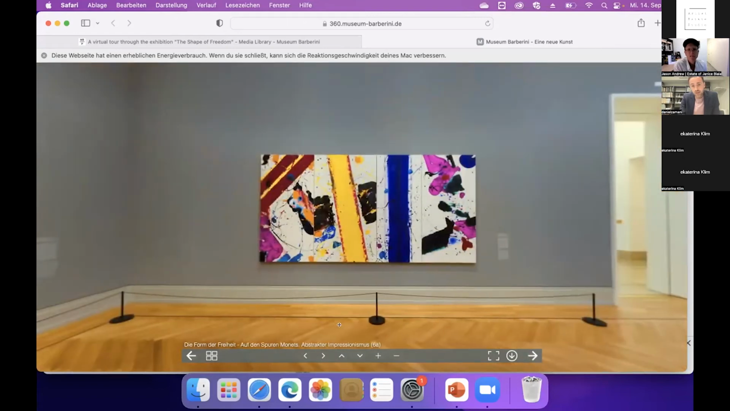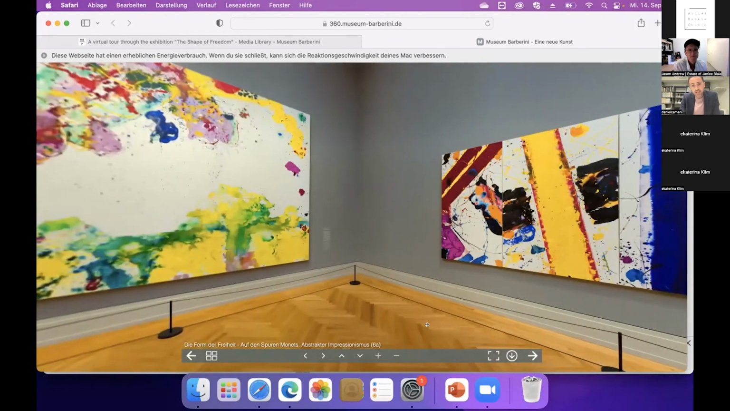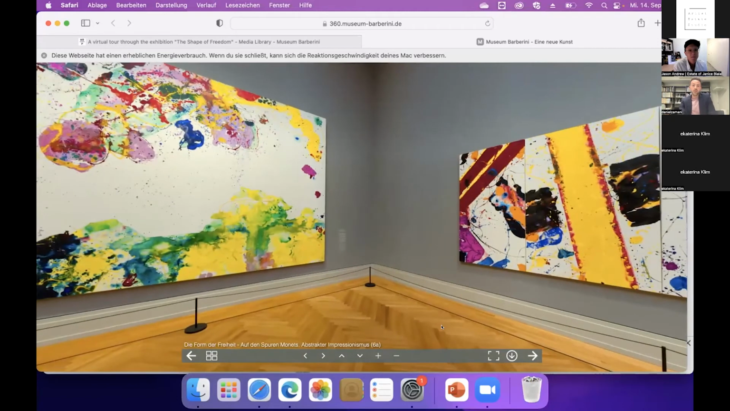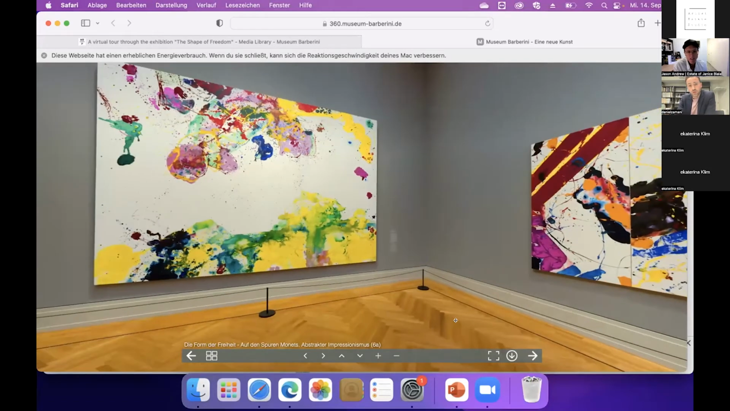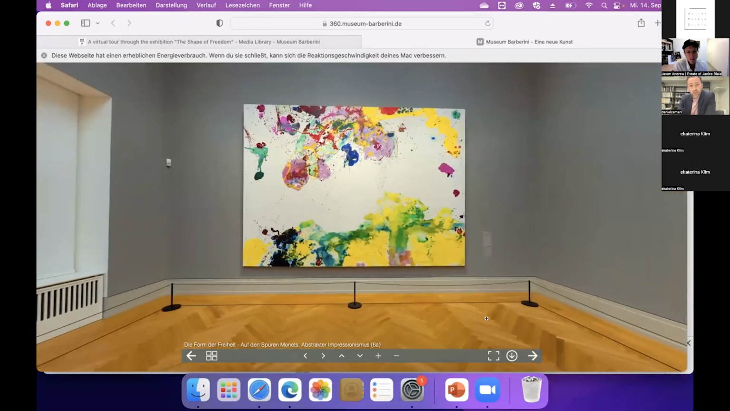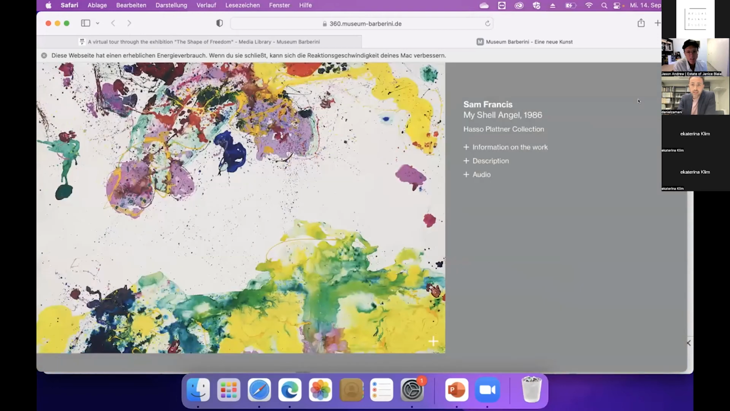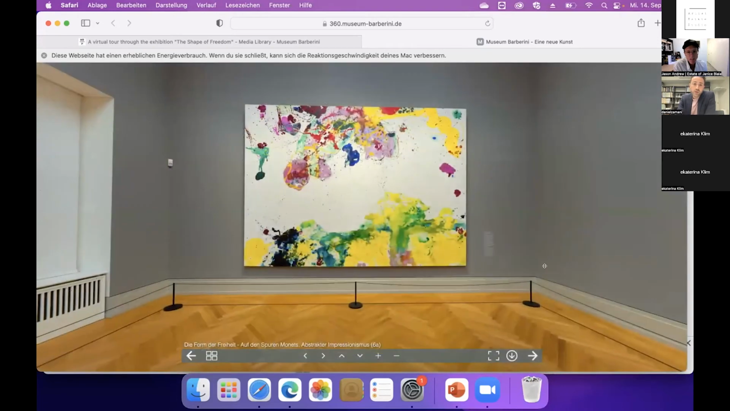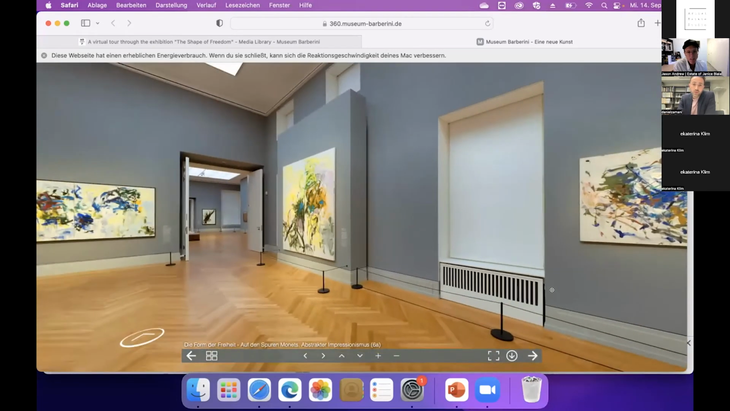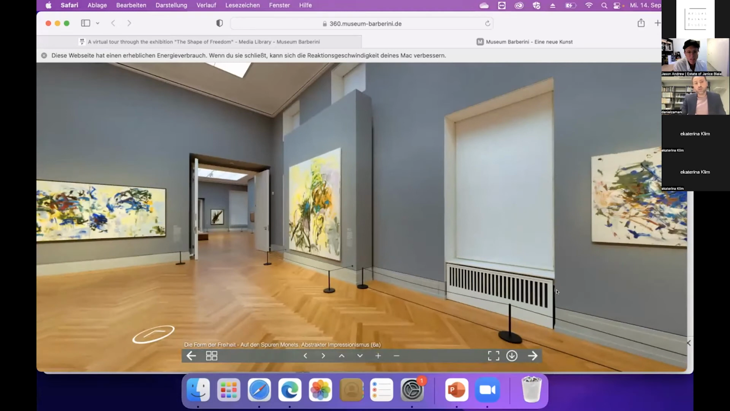We had one room that we entirely dedicated to the dialogue of Sam Francis and Joan Mitchell. And here, two of these really impressive monumental canvases by Francis. And the reason why we showed him in dialogue with Mitchell was not just that they were part of the second generation of abstract expressionism, but that both of them had important links to Paris.